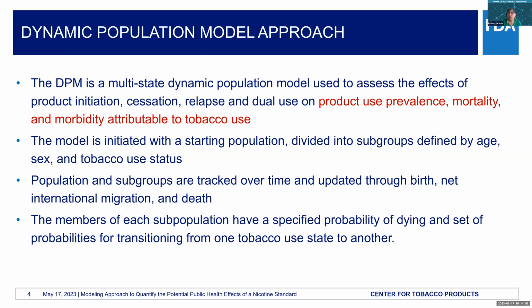Each subpopulation is then updated over time, considering demographic changes related to birth, net international migration, and death. Then individuals from each population have a pre-specified probability of dying according to their tobacco use status. Also, individuals will transition between different tobacco use statuses according to predefined transition behavior probabilities.